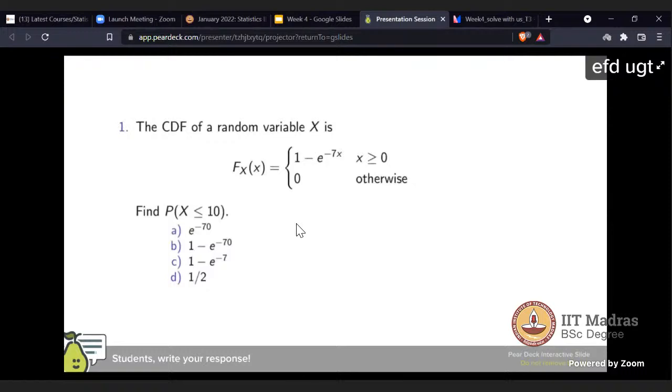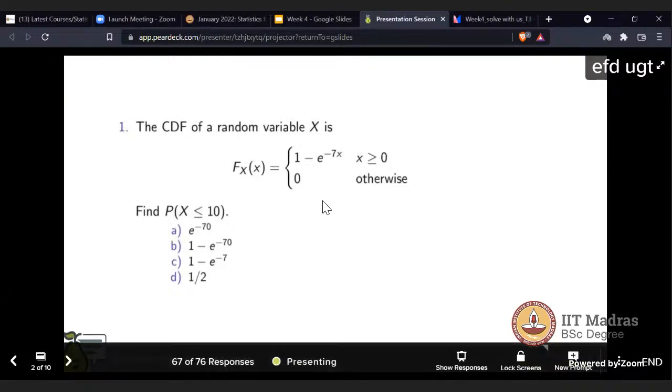But your x is from minus infinity to 0, so it is going to be defined as 0. Basically you will have to go from 0 to 10. We are trying to find the area with integration, if we find the PDF from the CDF, right?